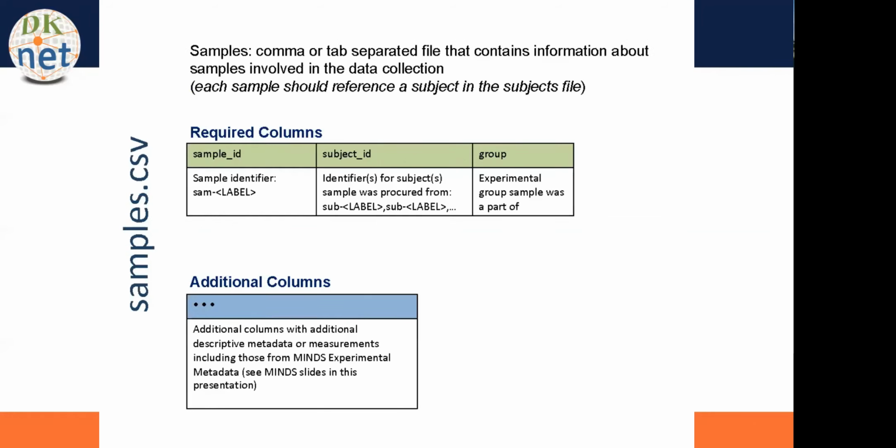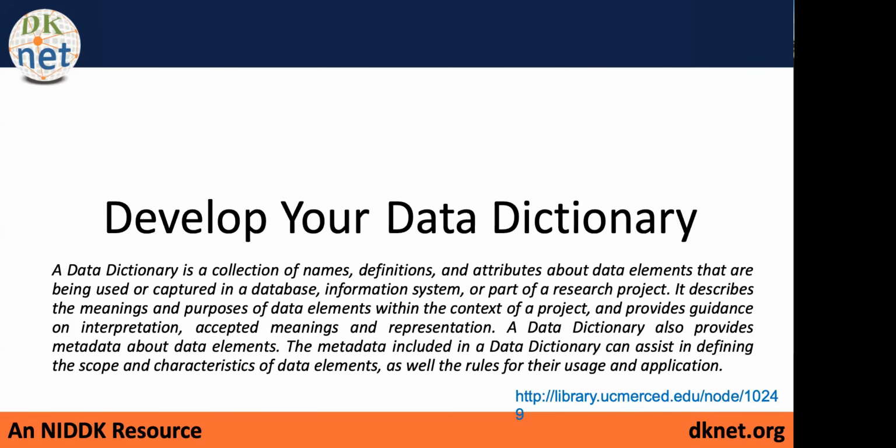For samples, you need the sample ID, how that sample relates to a subject, where you got that from. And then you're going to have additional columns to describe exactly how that sample was obtained and what that sample is about. When you collect your data, you're going to be collecting specific types of data, and you're going to need to then describe the data you're collecting.